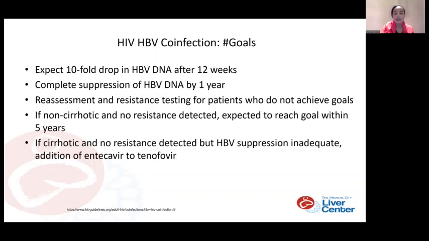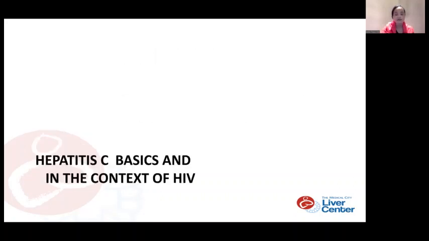But if your patient is non-cirrhotic and there's no resistance detected, you hope to reach the goal of virologic response within 5 years. However, if cirrhotic and no resistance is detected but suppression is inadequate, you should refer to your colleagues in gastroenterology or hepatology to decide on adding another hepatitis B active regimen to your treatment.